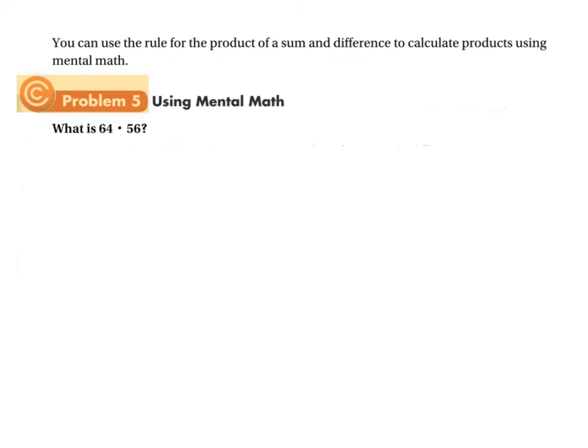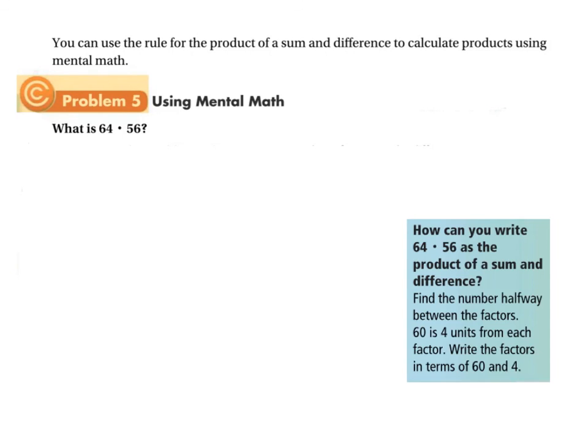Okay, last problem. And here it says you can use the rule for product of a sum and a difference to calculate products using mental math. What is 64 times 56? Well, we need to have basically the same number in the front and in the back of our binomials, right? One being added, one being subtracted. So how can you write that as the product of a sum and a difference?